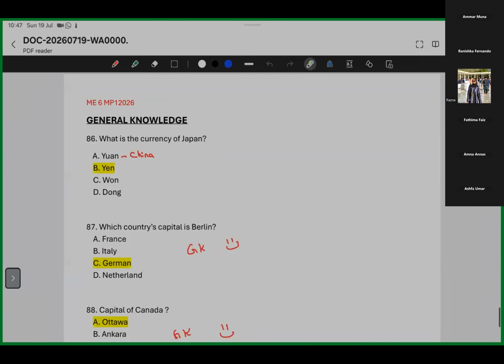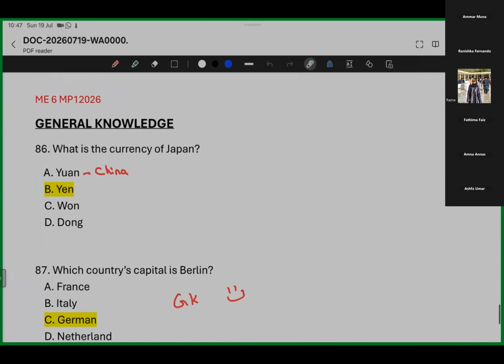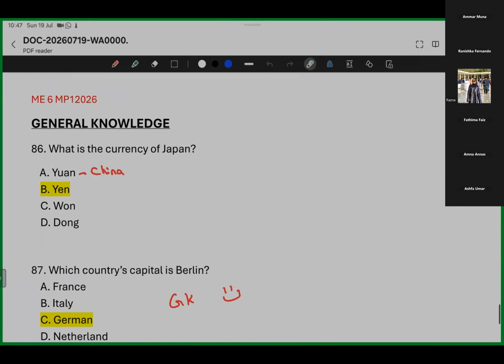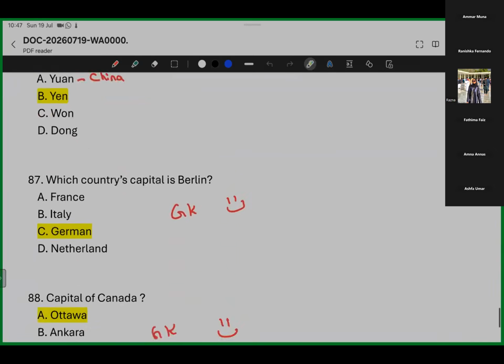So the last bit of the general knowledge part, question 86. What is the currency of Japan? The answer is B, yen. Please also have a list of, if you have memorized, then it's good for you, but just know the currencies of as many different countries as you can, at least the most popular and well known countries.